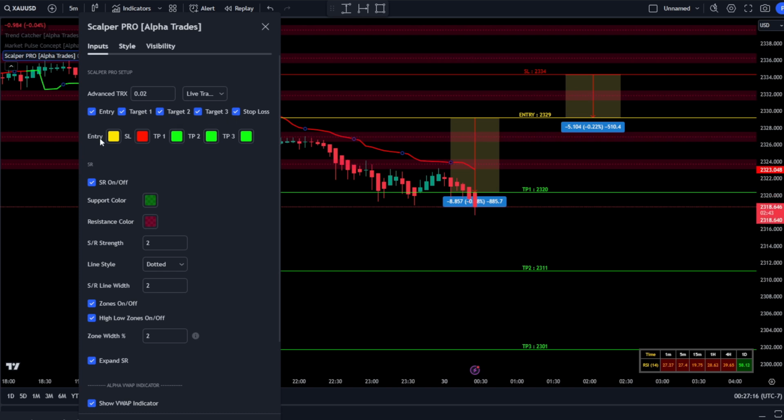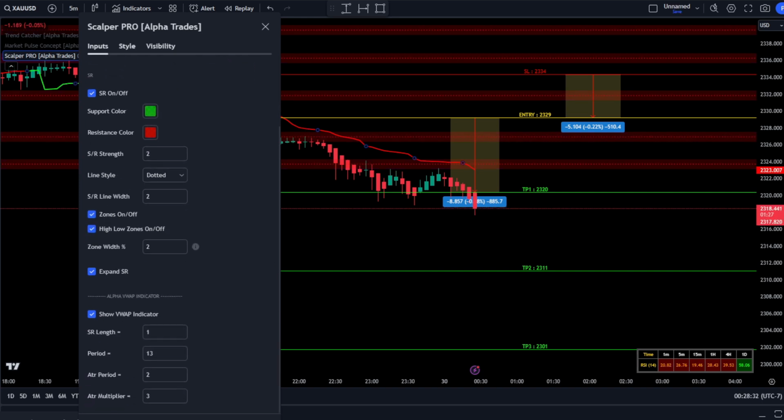The second portion is the visual aspect of the UI in terms of coloring. You can change the coloring of the entry, the stop loss, and the take profits 1, 2, and 3, which can each have different colors. Whatever design you want to change, that's more of a preference thing. That's the simplicity: you only need to change the UI aspects, and everything is good to go in terms of parameters.